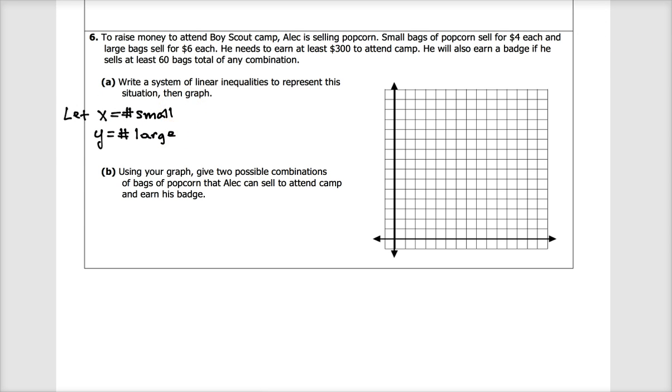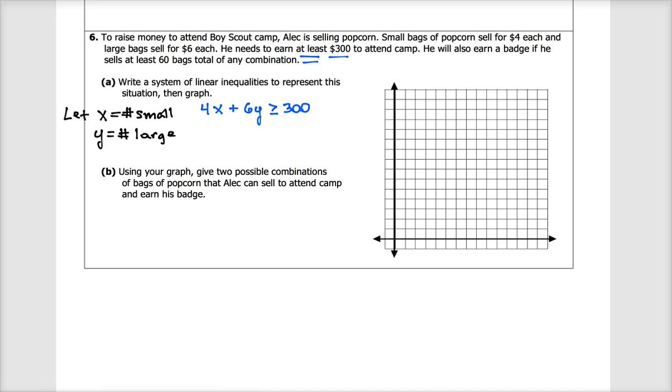And so for this problem, Alec's concerned about number 1, getting to camp. To get to camp, he has to sell at least $300 worth of bags, and he'll make that money by selling small bags, which are $4 a piece. So he's going to make 4 times x for the number of small bags. And then large bags, $6 a piece, plus 6y, and that total amount needs to be greater than or equal to 300.